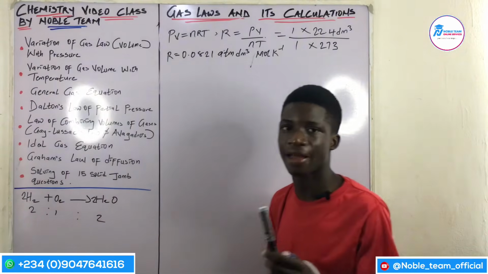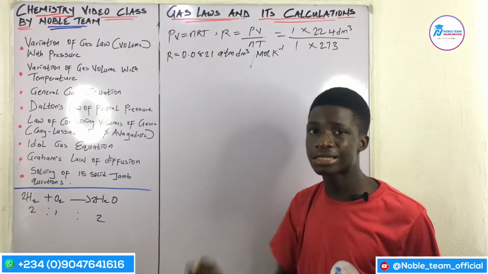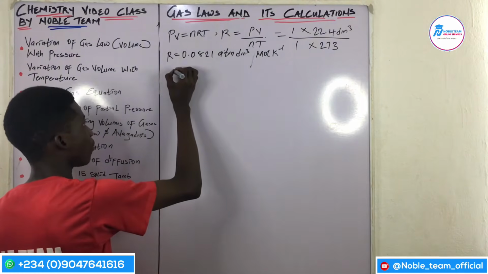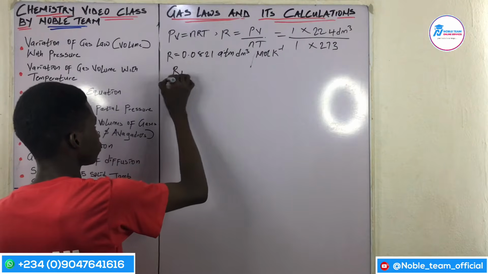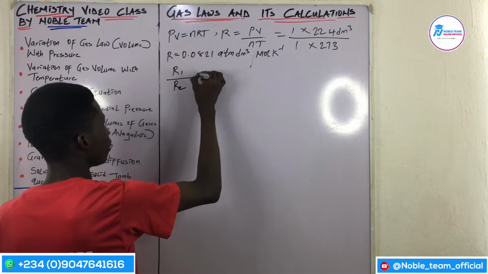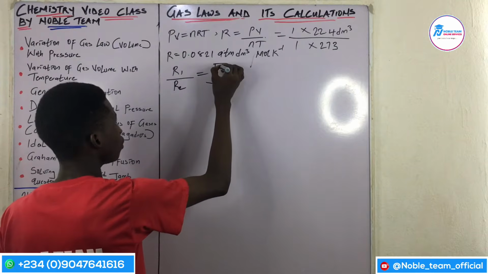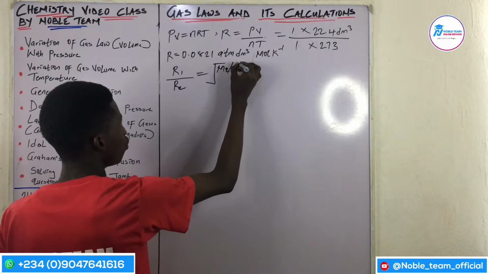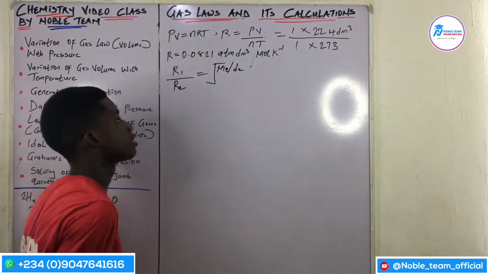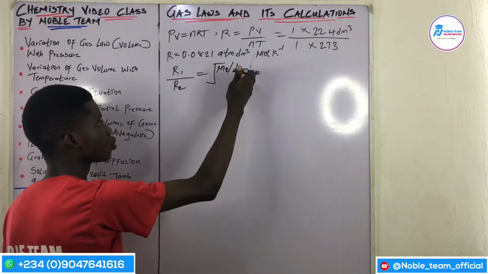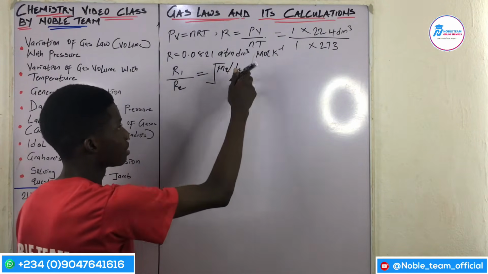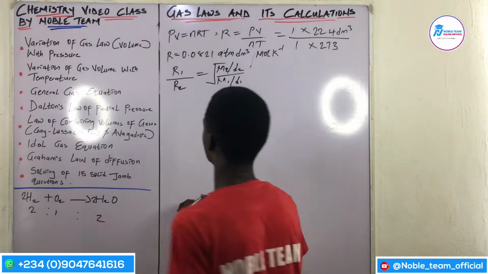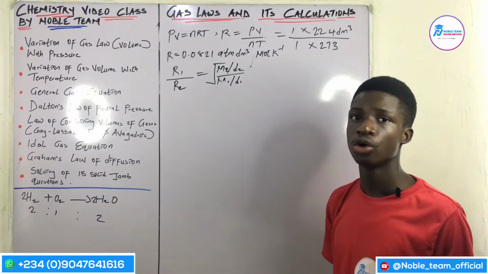It stated that the rate of diffusion is inversely proportional to the square root, and we have R1 over R2 equal to the square root of what? Then M2, or we call it D2. This M2 is either the molar mass or D2 the density, over M1 or D1. So either can be used. It depends on the parameters given to you in the question.